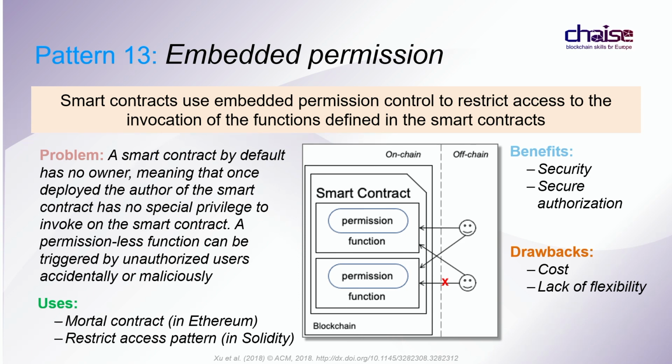Drawbacks. Cost. On a public blockchain, extra code that implements the permission control mechanism also has additional deployment and runtime cost. Lack of flexibility. Permissions are defined in the smart contract before its deployment. Therefore, they are difficult to change. However, permissions may be required to be dynamic. A mechanism is needed to support dynamic granting and removal of permissions.